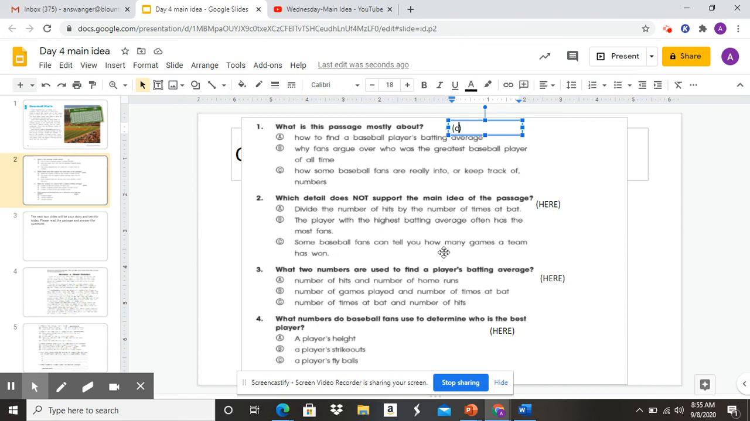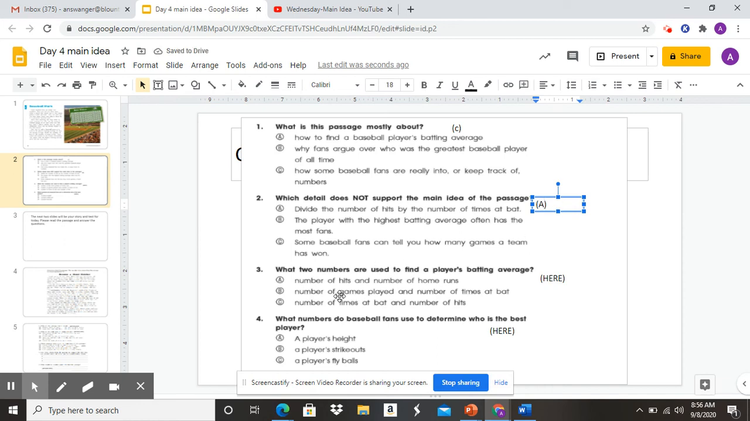Some baseball fans can tell you how many games a team has won. Well, C does support that baseball fans keep track of numbers. So the detail that does not support it is A, that they divide the numbers there, okay? So A is going to be my answer for that one.